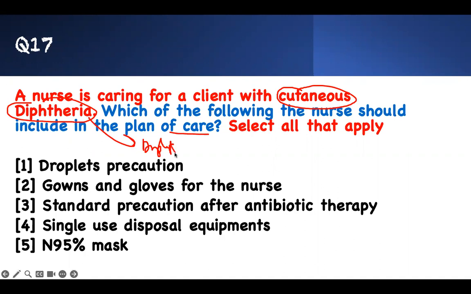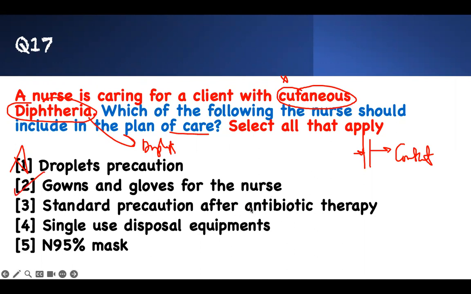You saw the diphtheria, you say, oh, okay, it's droplet. What is the question asking you? Cutaneous. It's a skin problem. So is the skin diphtheria still droplet? No more. It's what? Contact. And then you institute all the contact precautions needed. Therefore, droplet is wrong. Gown and gloves for the nurse are used for contact.